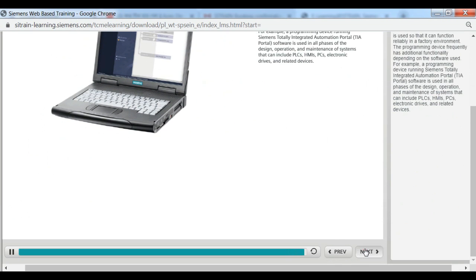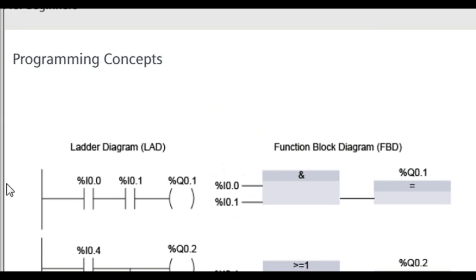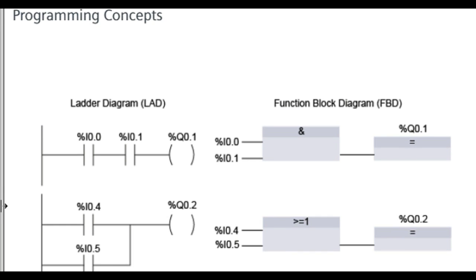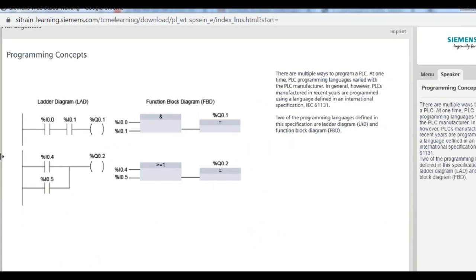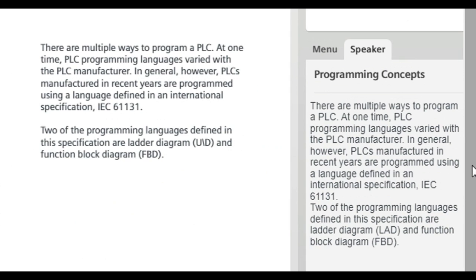There are multiple ways to program a PLC. At one time, PLC programming languages varied with the PLC manufacturer. In general, however, PLCs manufactured in recent years are programmed using a language defined in an international specification, IEC 61131. Two of the programming languages defined in this specification are ladder diagram, LAD, and function block diagram, FBD.